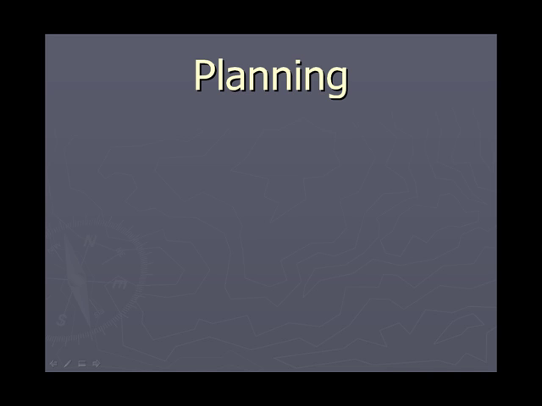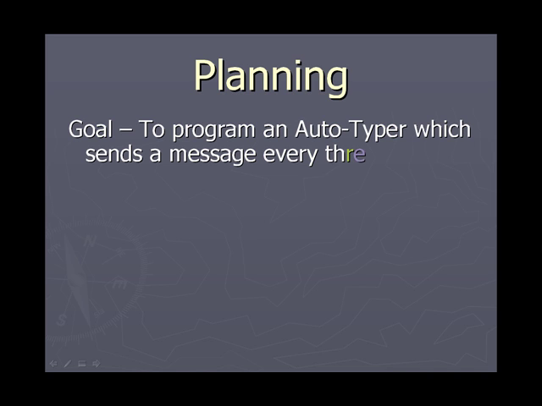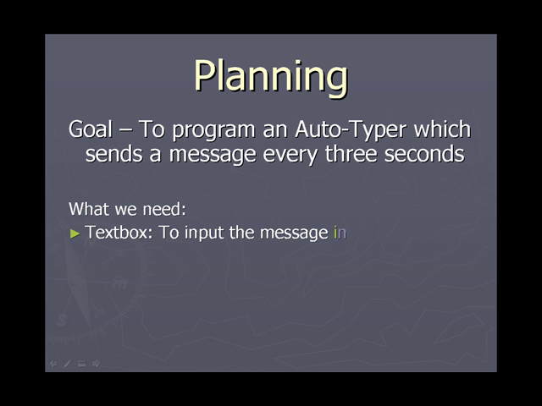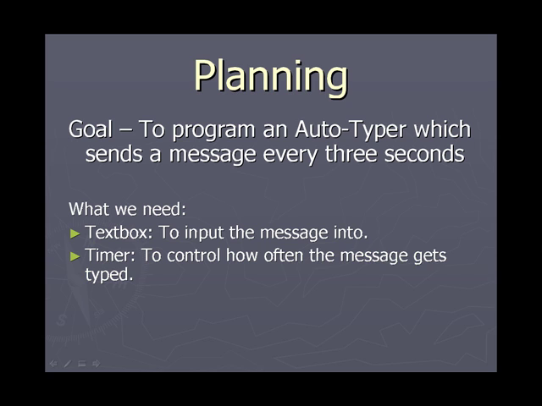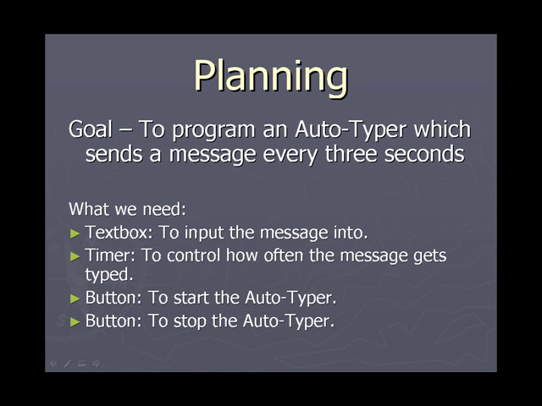So to get to the planning, our goal is to program an autotyper which sends a message every 3 seconds, and what we need to achieve this is a text box to input the message into, a timer to control how often the message gets typed, a button to start the autotyper, and a button to stop the autotyper. So that's pretty much all there is to the planning right now, and now we can get on to the exciting part.